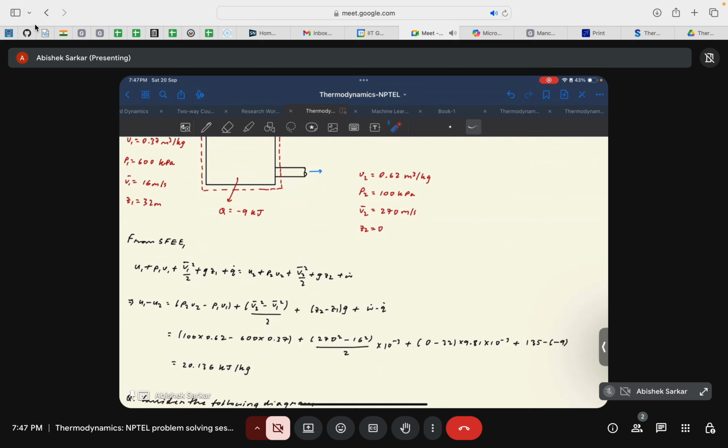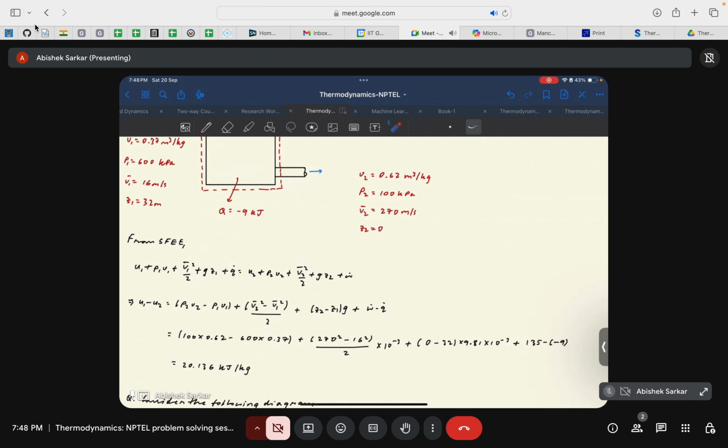If you rearrange the equation and separate out this u1 minus u2, you will have p2 v2 minus p1 v1 plus (v2 square minus v1 square) by 2 plus (z2 minus z1) g plus w dot minus q dot. If you substitute all the relevant values of the parameters in these terms, you will get that u1 minus u2 is 20.136 kilojoule per kg, which would imply that the internal energy of the system has indeed decreased, because u1 is greater than u2.